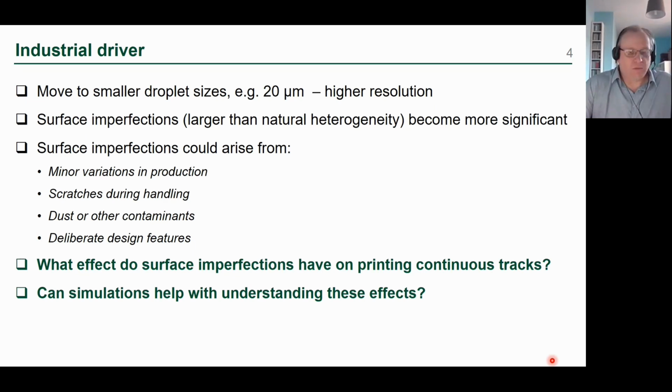So these could be minor variations from production processes, or they could be scratches during handling. Or it could be things like contaminants, debris, dust, that kind of thing. So what DuPont Teijin Films were interested in was, what effect do these surface imperfections have on printing continuous tracks? So obviously in electronics you need continuous circuits. So is there scope for these to be interrupted by defects like this? So can simulations help with understanding these effects?